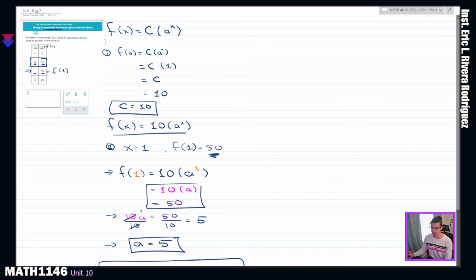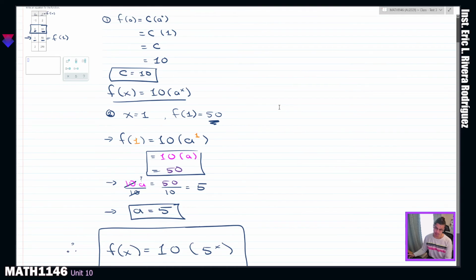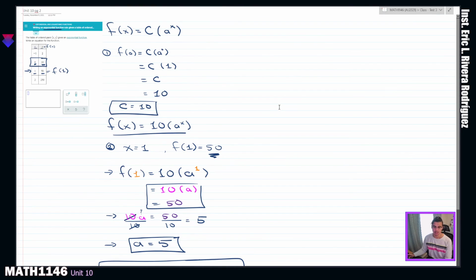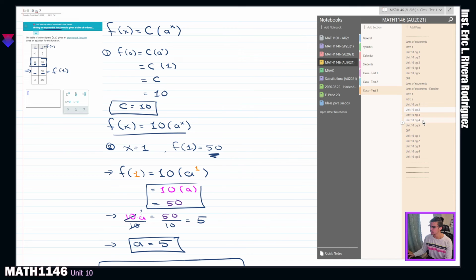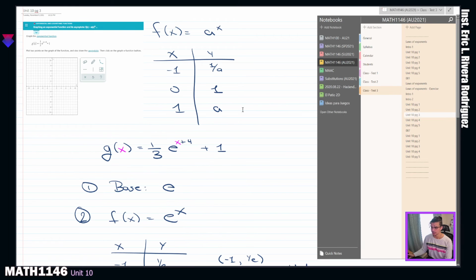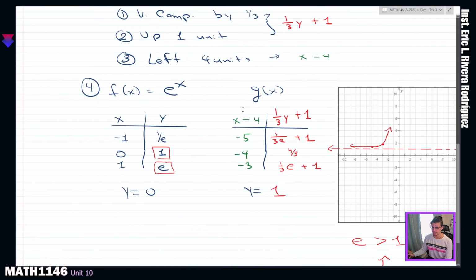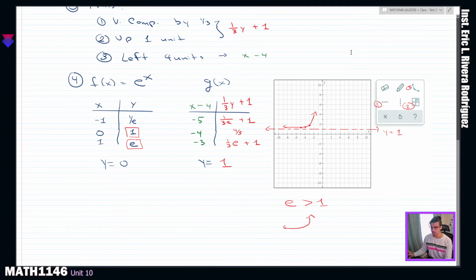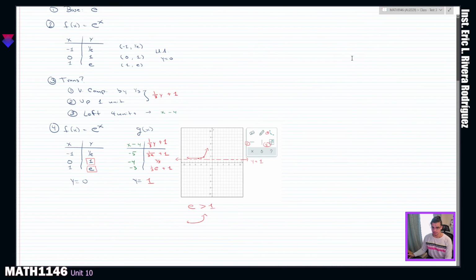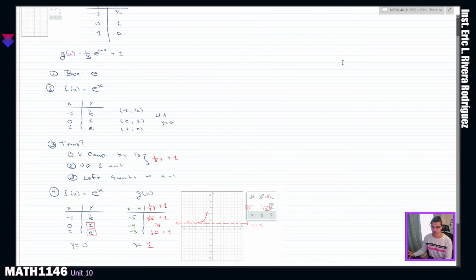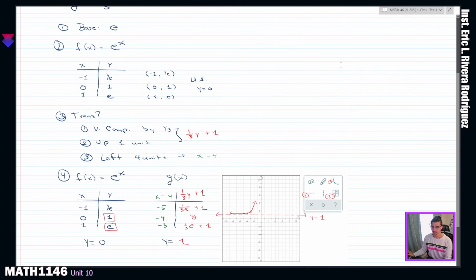I forgot to tell you, but this is the written work for this type of exercise. Okay. Initial value, then a second value to get the complete equation. And the written work, you can see it here. Those are the steps. Any question? All right.